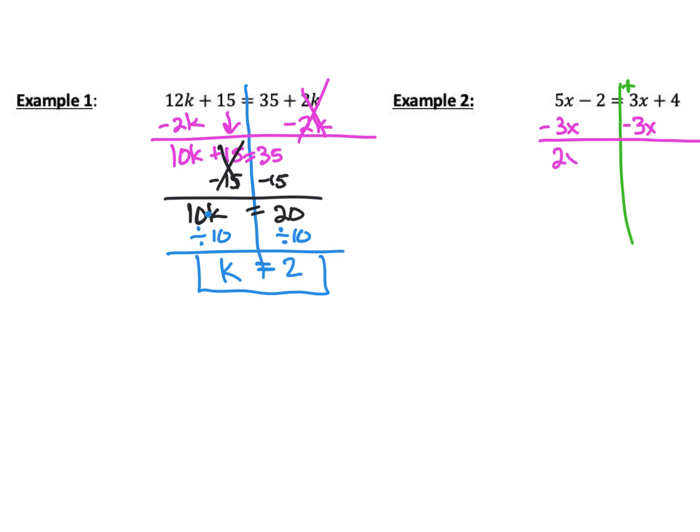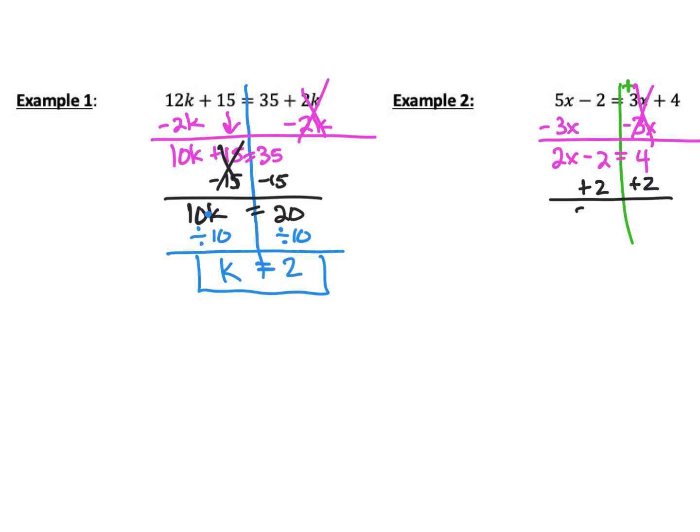5x minus 3x is 2x, minus 2, positive and negative 3's go away. We have 4. Now I want to pull from the crowded side. I'm going to move this 2 over here because he wants to be with his friend. That 2 is subtracting 2, so that means I need to add 2 to both sides.